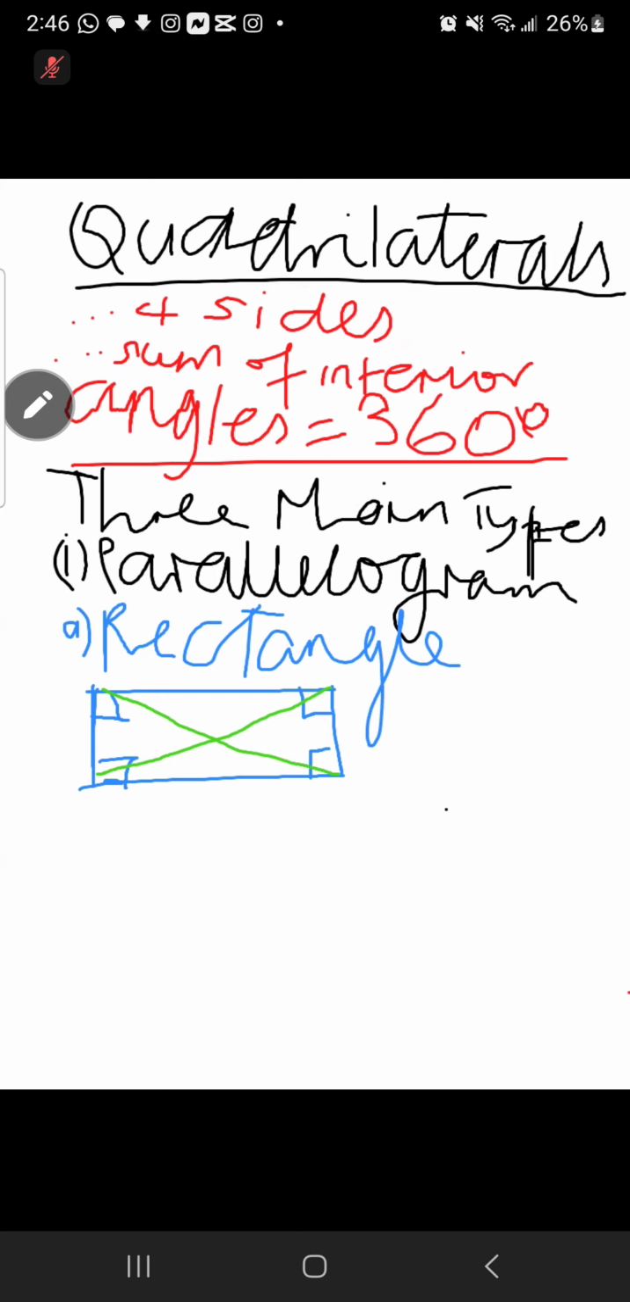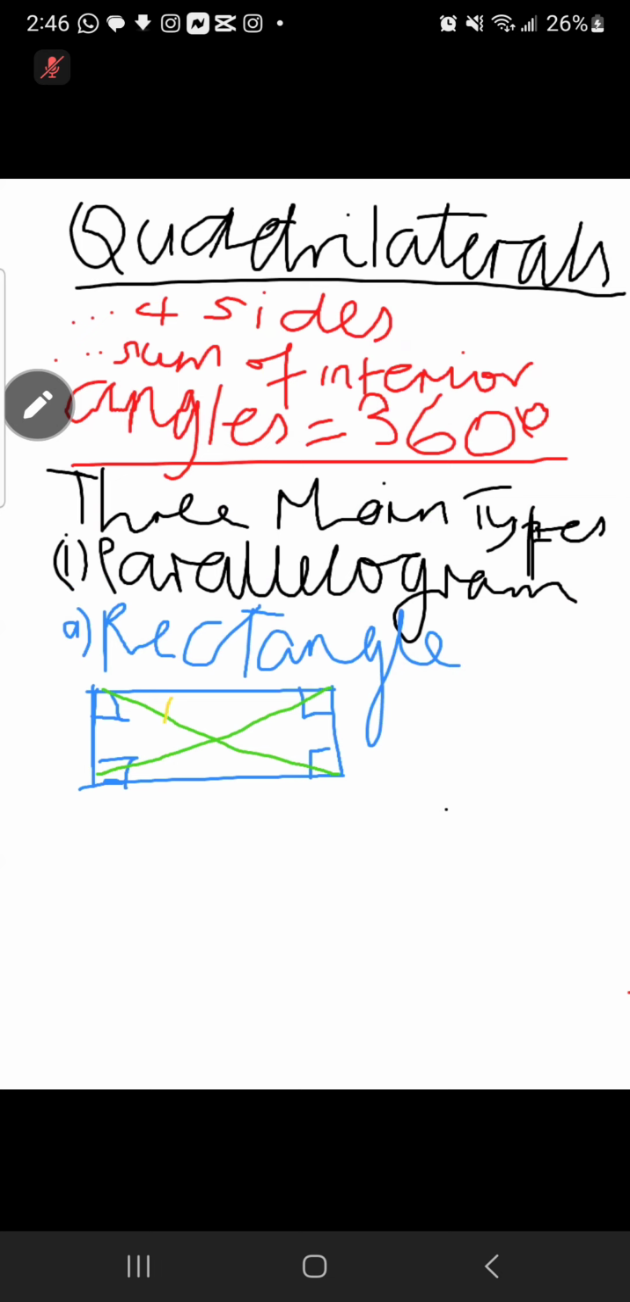So what makes a rectangle a rectangle? All the angles are right angles, and the two diagonals are equal. In fact, we can put some marks on the diagonals to show that they are equal.